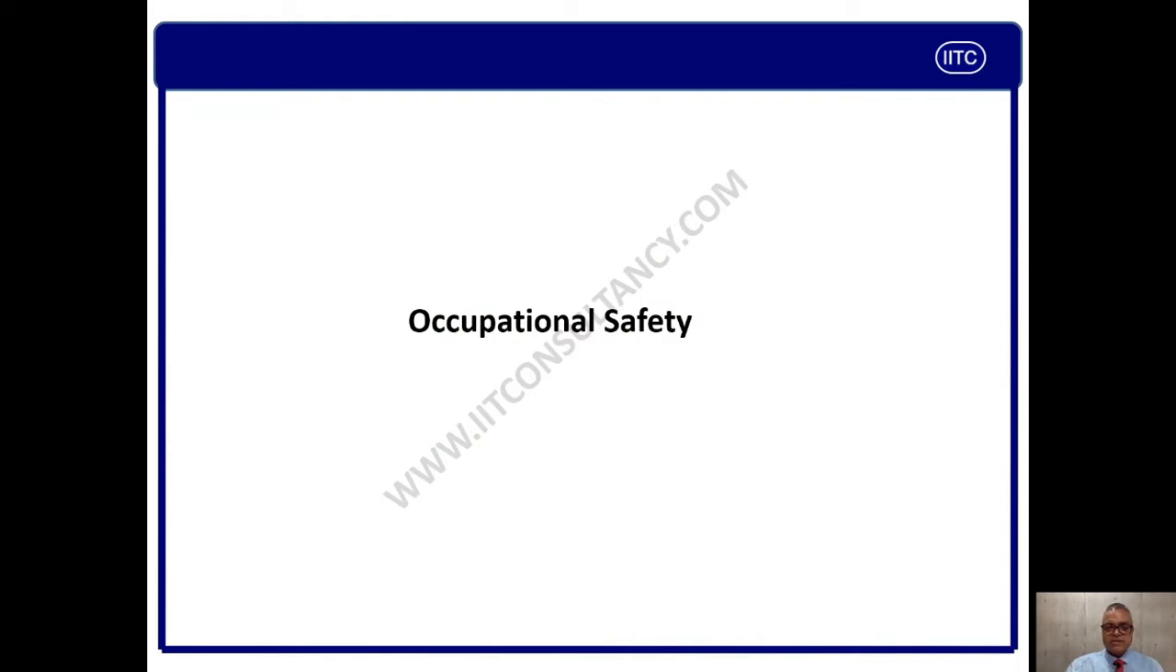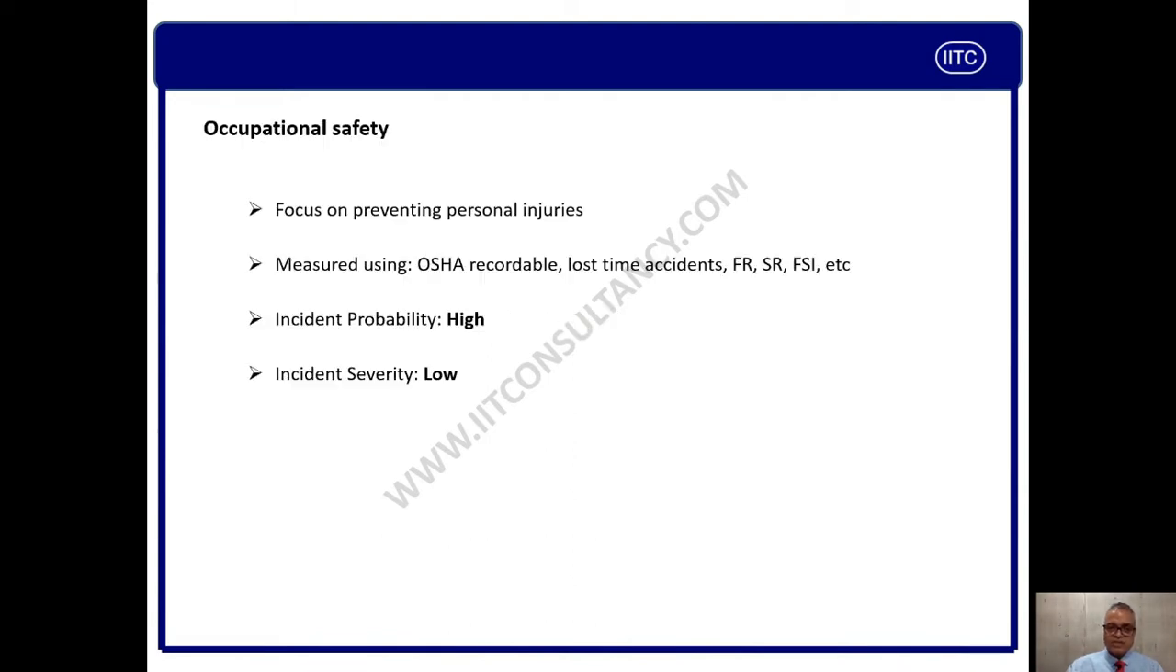So guys, now the basic thing we need to understand is the difference between occupational safety and process safety. Let us start with occupational safety. As you know, occupational safety focuses mainly on preventing personal injuries. Personal injuries here means leg injury, finger injury, hand injury, face injury, eye injury, and any body part injuries.